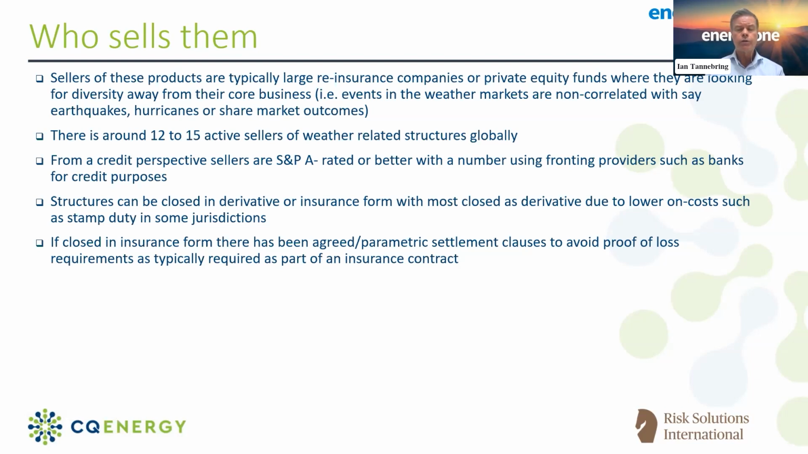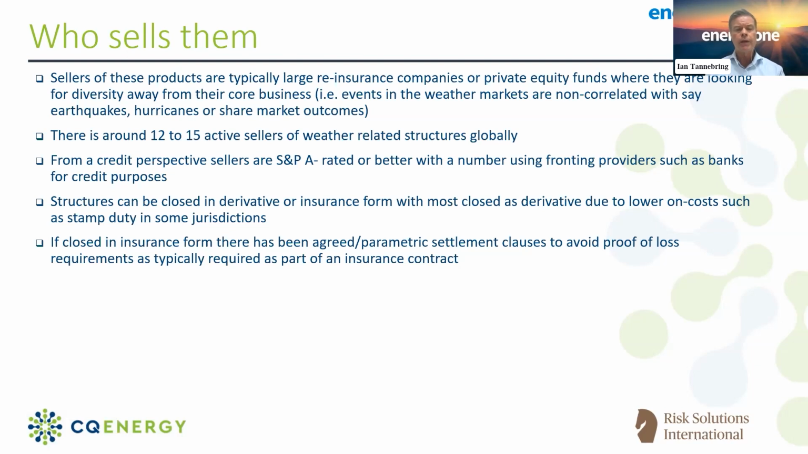Certainly in Australia, most transactions down here are closed in derivative form. That's simply because the markets down here, as they are globally, are settled through ISDA-based arrangements. So entities and middle offices are familiar with that type of documentation, and insurance contracts can come with additional costs such as stamp duty. And also with insurance contracts, whilst they typically require some proof of loss, what has developed over time is that the insurance form basically has some sort of agreed parametric settlement clause, so you do avoid those proof of loss issues that are required.